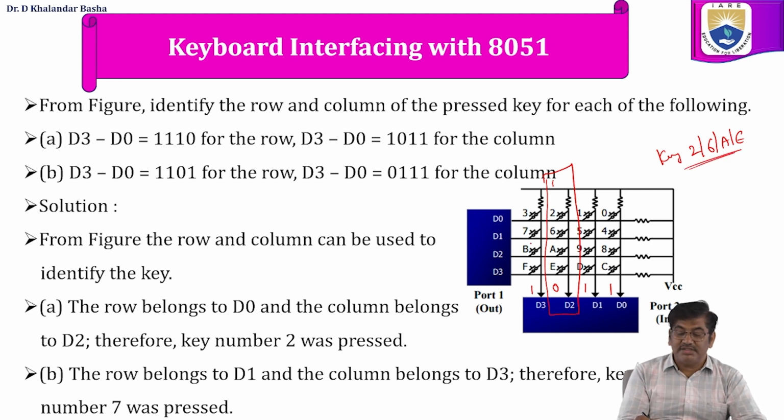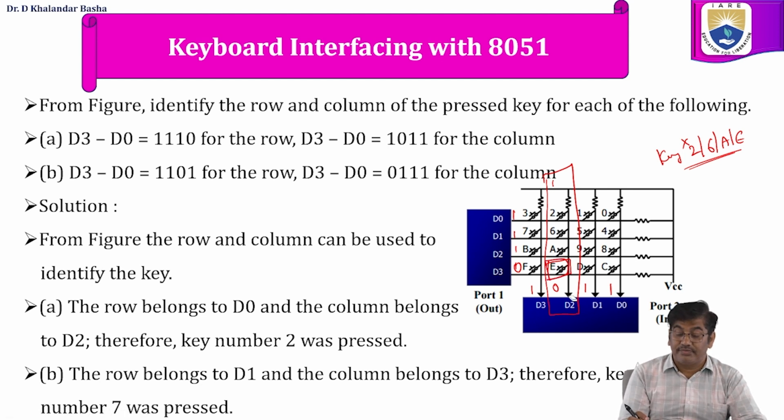For identifying this, first we make D0 0 and the remaining bits 1, and again we read the columns. If it gives 1111, that indicates key 2 is not pressed. Here the given pattern for the rows is 1110, that means 1, 1, 1, 0. As the columns are read as 1, 0, 1, 1, the key corresponding to D3 as well as D2, which is nothing but key E, is pressed.